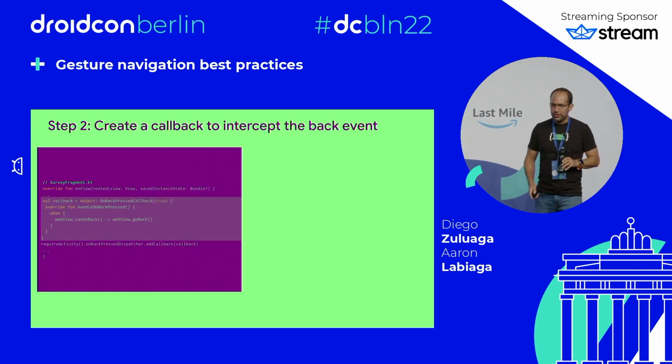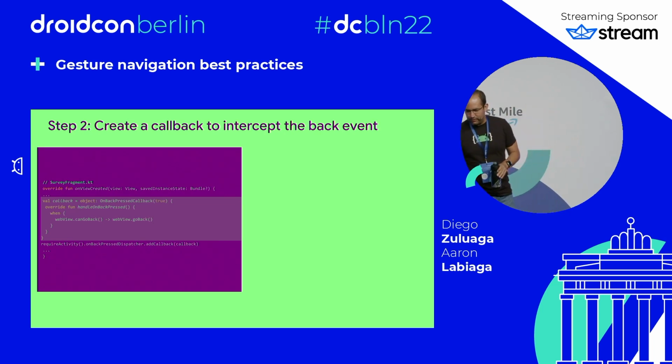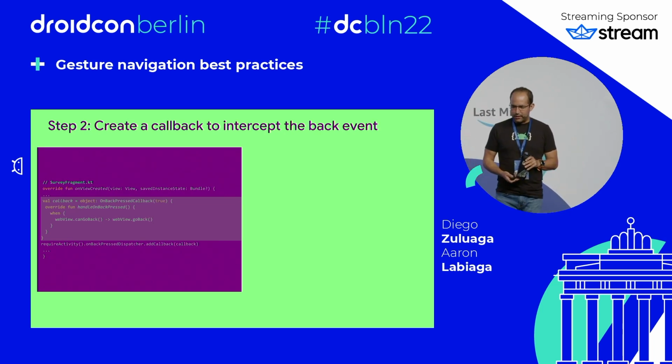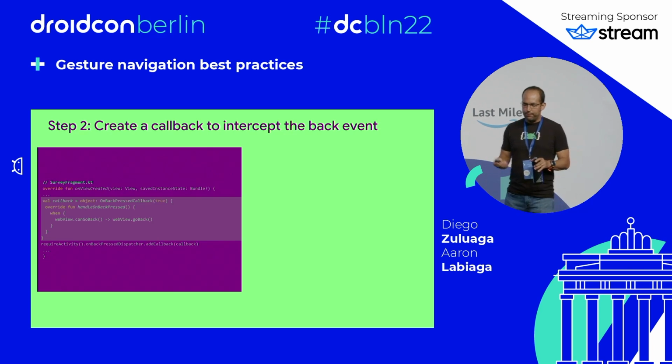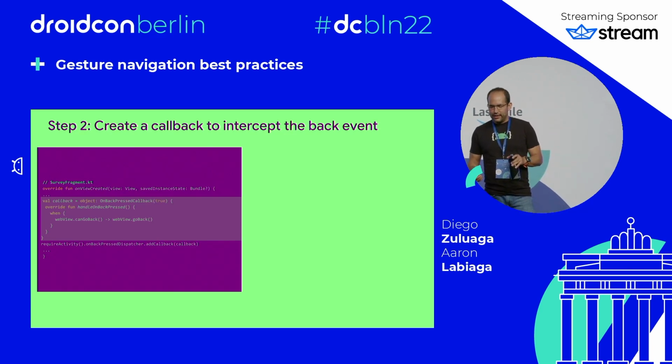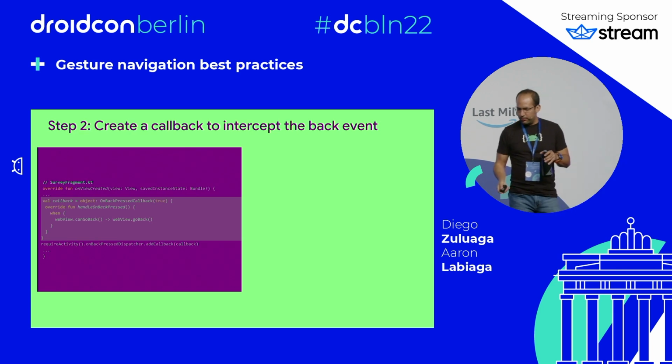Cool. And the second step is to create a callback. In this implementation, you can tell that you create an onBackPressed callback, and we implement the handle onBackPressed function. Here, it's a web view, and when you know that you can go back in the web view, that means that if you have multiple pages in the stack, you can go to the previous one if you use the back gesture.